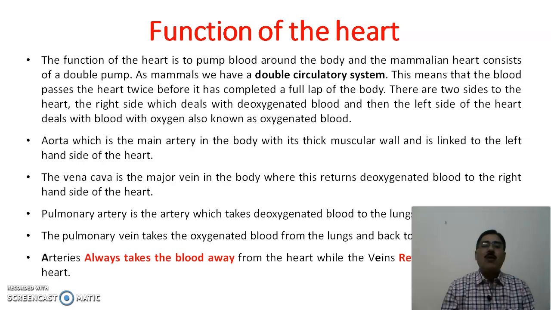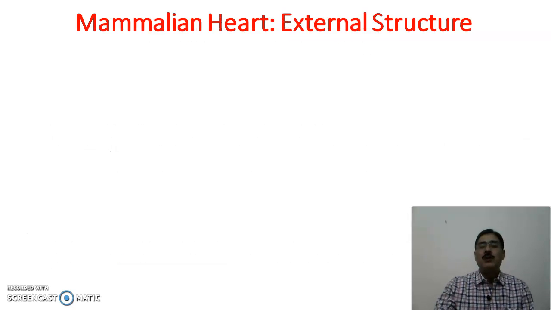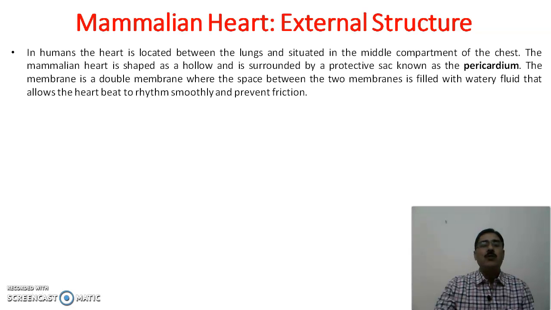So arteries always take the blood away from the heart, while the veins always return the blood to the heart. कहने का मतलब ये है कि जो धमनियां हैं वो रुधिर को हृदय से दूर लेके जाती हैं, और शिराएं जो है वो रुधिर को हृदय की तरफ लेके आती हैं.